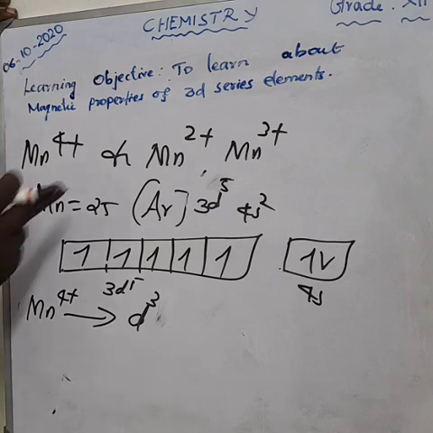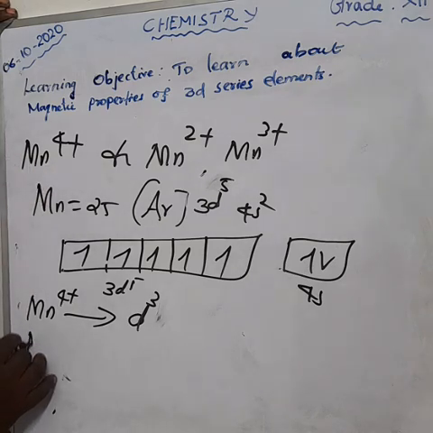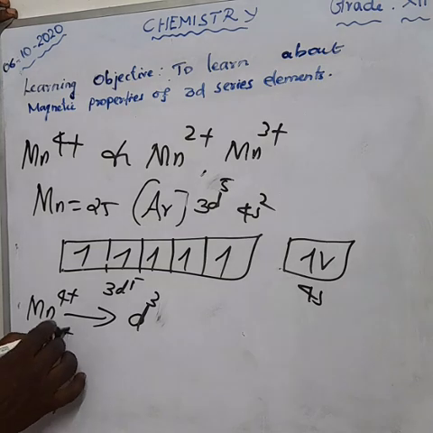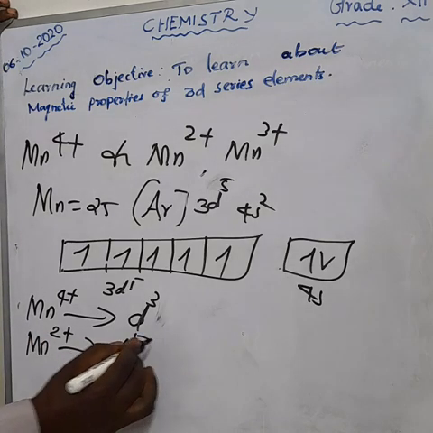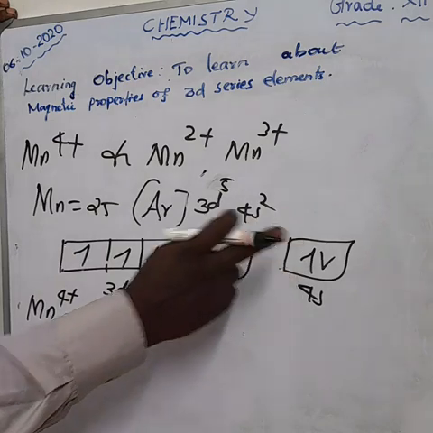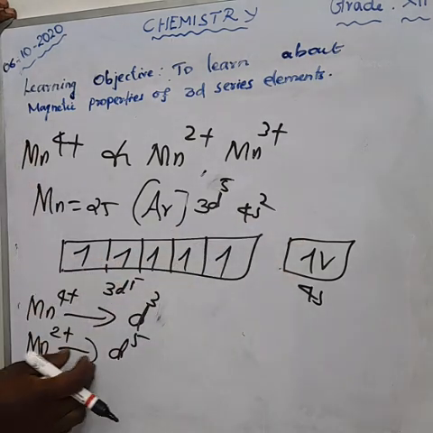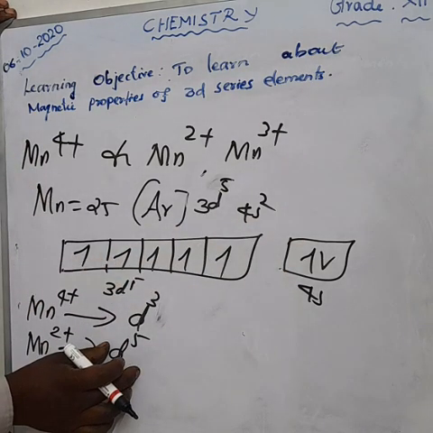What about Mn2+? Can you say what is the configuration of Mn2+? Mn2+ is d5 configuration. Out of 7, we lose 2 electrons, so we get the d5 configuration.